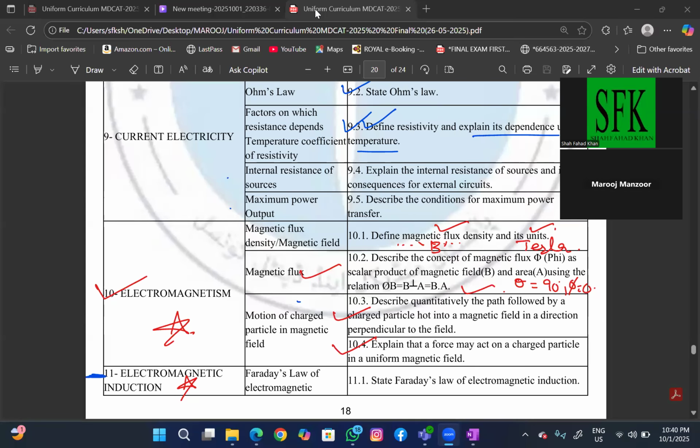Let's get started with electromagnetism. Magnetic flux density and its units is the first thing we need to understand.